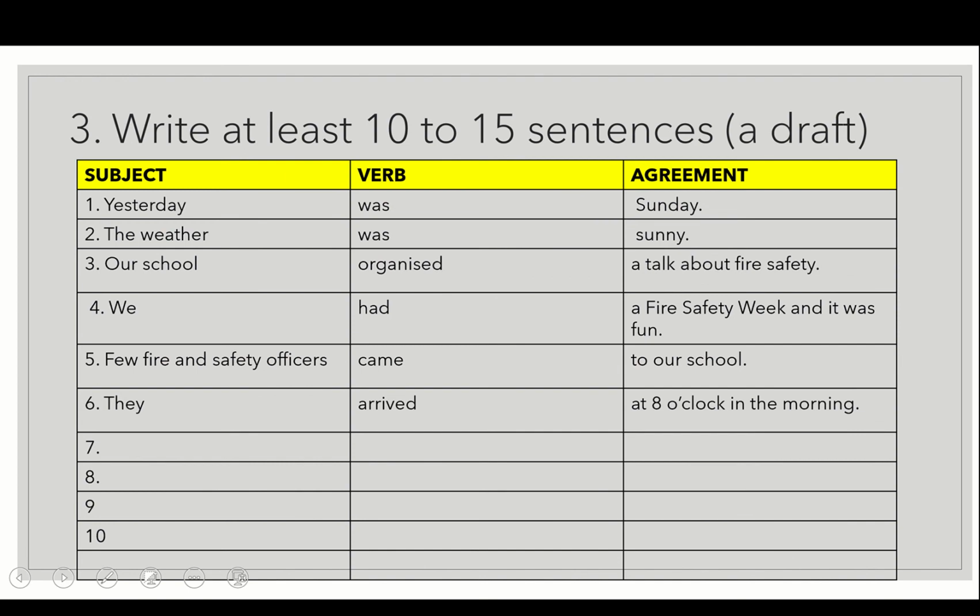Okay, next, writing the draft. The draft is based on your brainstorming. When you have brainstormed, you are able to come up with the subject or the people. And then you can see the verbs listed. And lastly, agreement. Agreement is complementing the verb. What is the sentence about? It refers to the verb given.